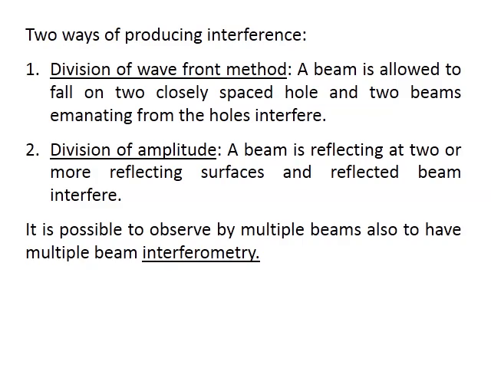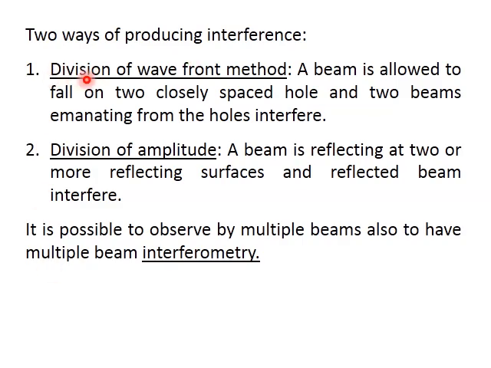Now we come to a very important point. We have understood what interference is. Now how do we produce interference? There are mainly two ways of producing interference. Now what are they?